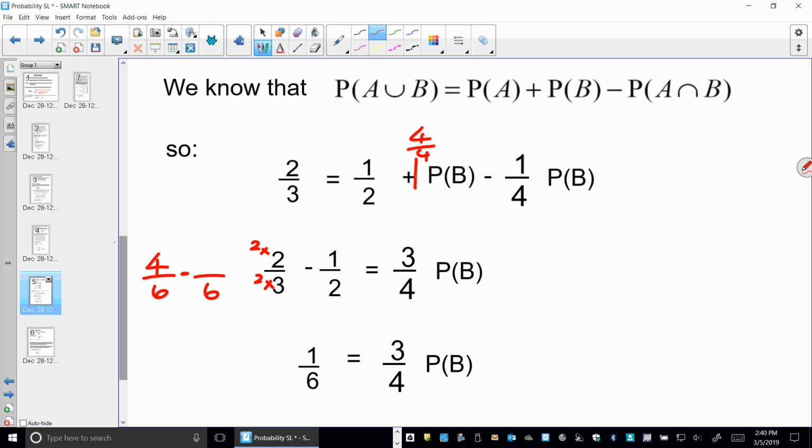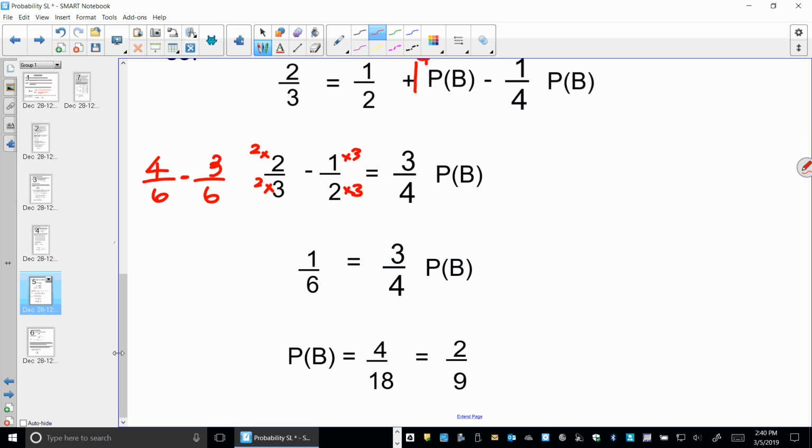And what do I have to do to this one? 3. And that would become 3/6. So 4/6 take away 3/6 gives us 1/6. And that's still equal to 3/4 PB. And then we just rearrange this to find PB. So I know that PB is going to be, are you happy that I cross multiply? So that's 1 multiplied by 4 over 6 multiplied by 3, which gives us 4 over 18, which we can simplify to 2/9.